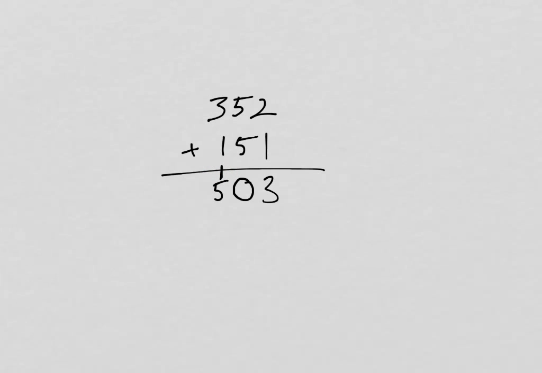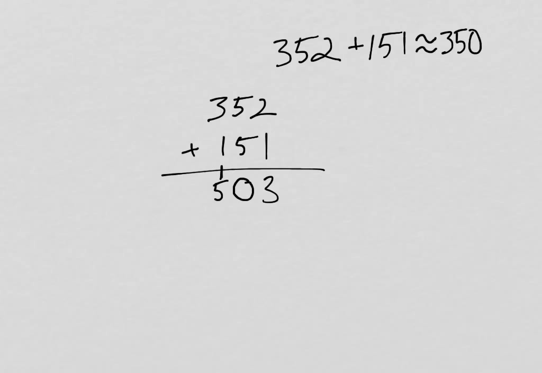The last thing that I want to cover is assessing the reasonableness of our answer using estimation. So let's take this problem that we just looked at, and what we can do is round those numbers to the nearest 10 or 100 if it's appropriate, and that'll help us assess the reasonableness of our answer. So here, if I round 352 to the nearest 10, that gets rounded to 350. If you're not sure why, go back and check the last video. And 151 to the nearest 10 is 150.